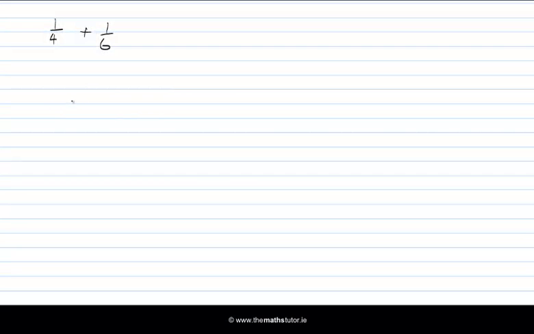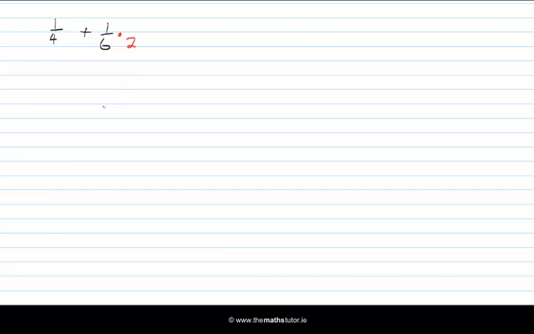First, let me remind you of how to add fractions that just have integers in them. We need to find the lowest common denominator of the fractions, which is the lowest common multiple of the denominators. In this case, the lowest common multiple of 4 and 6 is 12, so we need to make our fractions have denominators of 12. So how do we make a 6 look like a 12?